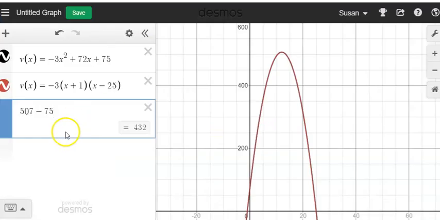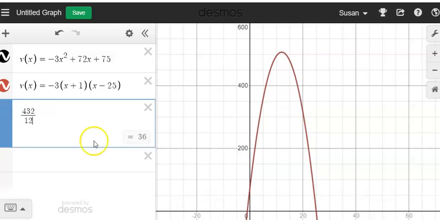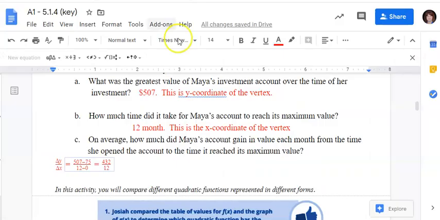Now, go back to your Desmos calculator. You can use the same one again if you want. So I'm going to take 432 and divide it by 12. And at the bottom right, it shows me that that's 36. So the answer is 36. But you can't just say 36. 36 what? Well, it's $36 because she invested money over 12 months. So your answer will be $36 per month. So that is her average gain in value each month, $36 per month.